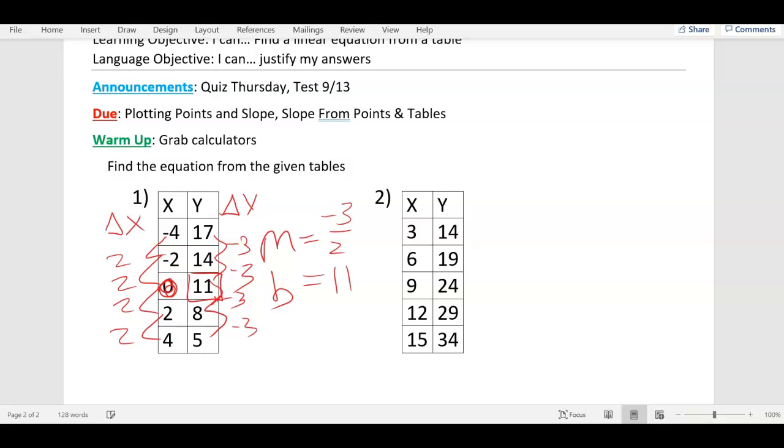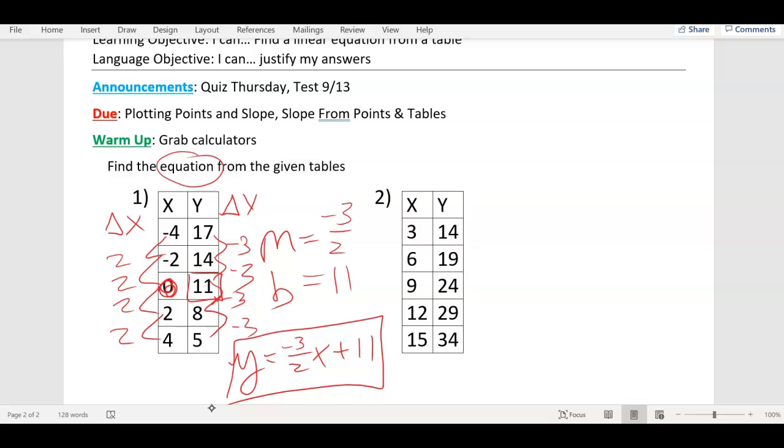Once we have M, once we have B, then we just have to write our equation. Y equals mx plus B. Cool? Let's do that at the bottom. Y equals negative 3 over 2 x plus 11. That's it. You want it in y equals mx plus b form, right? Questions on how I did that? Find slope, find b, mx plus b.